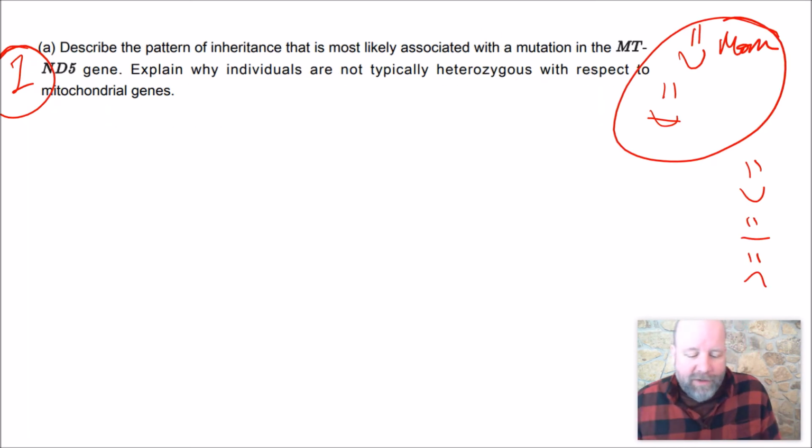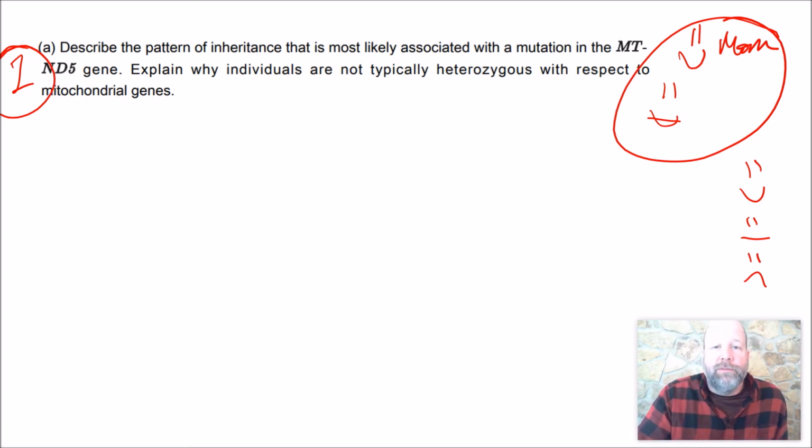Part A, describe the pattern of inheritance, right? So this is a mitochondrial gene, so you don't have to just say something like mitochondrial genes are passed on from the mothers, so they would always get it from their mom. Explain why individuals are not typically heterozygous, right?